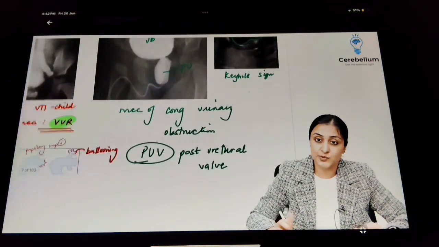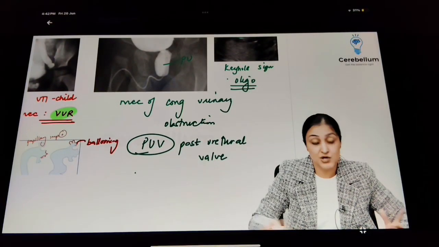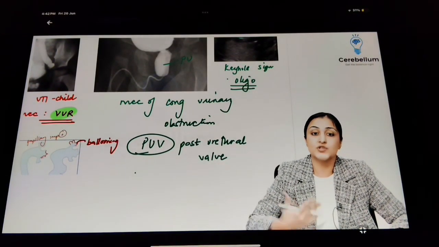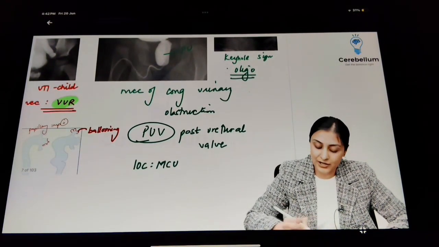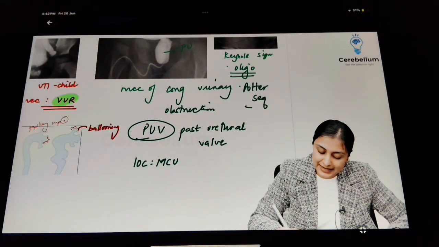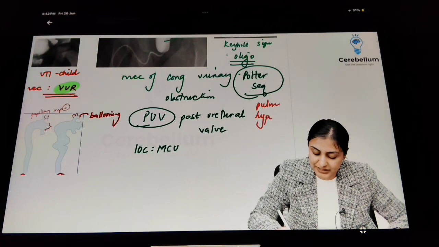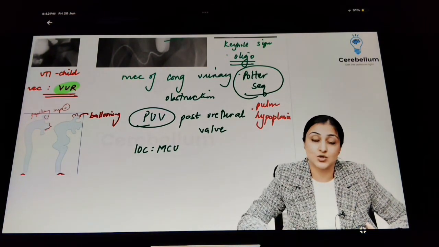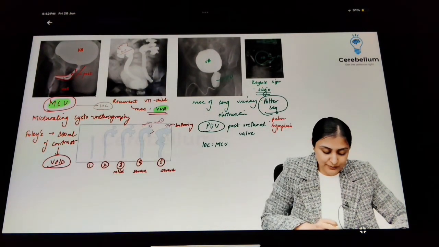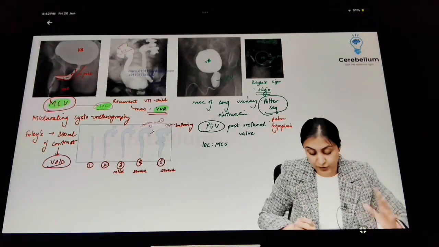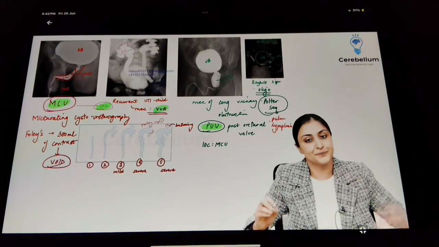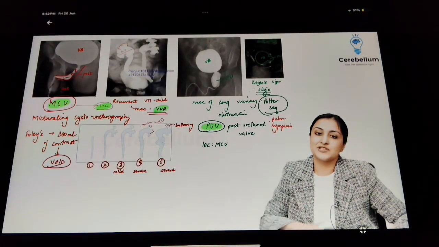What will you see associated with this? Oligohydramnios or polyhydramnios? Because the urine cannot go, and we know fetal urine is the main constituent of amniotic fluid, you will have oligohydramnios. Do you remember the sequelae that can result in Potter sequence, where severe oligohydramnios leads to pulmonary hypoplasia, which may result in death? You have abnormal facies called Potter facies. So here you have to remember MCU, the investigation of choice for two conditions, VUR and PUV. 3-letter words, all 4 of them. Okay, so this is about MCU.